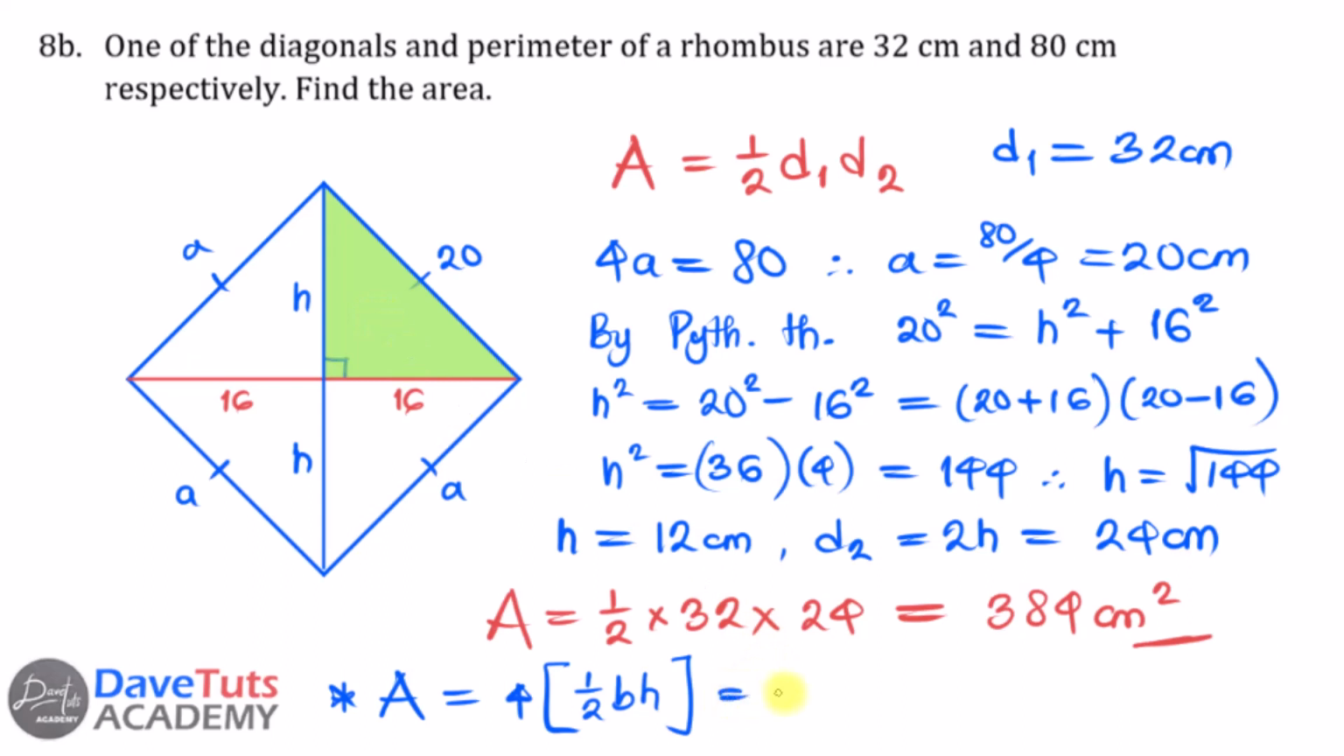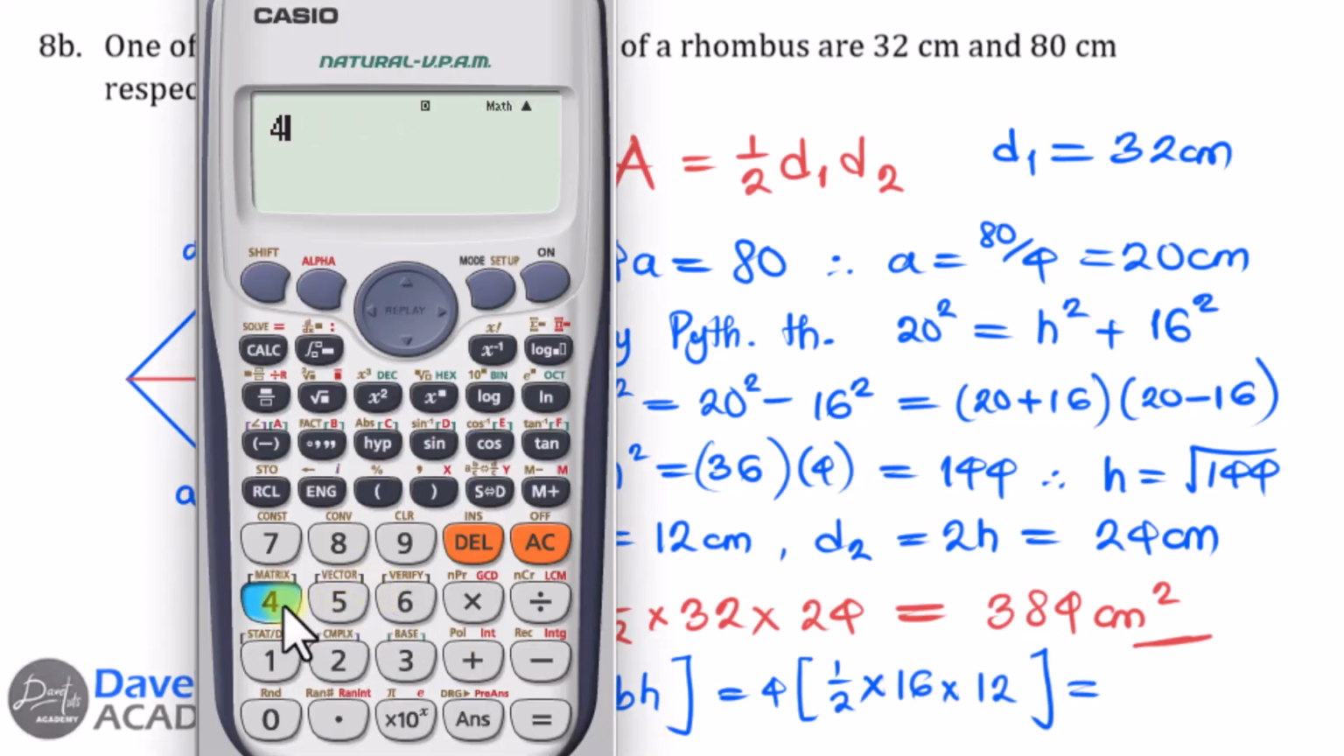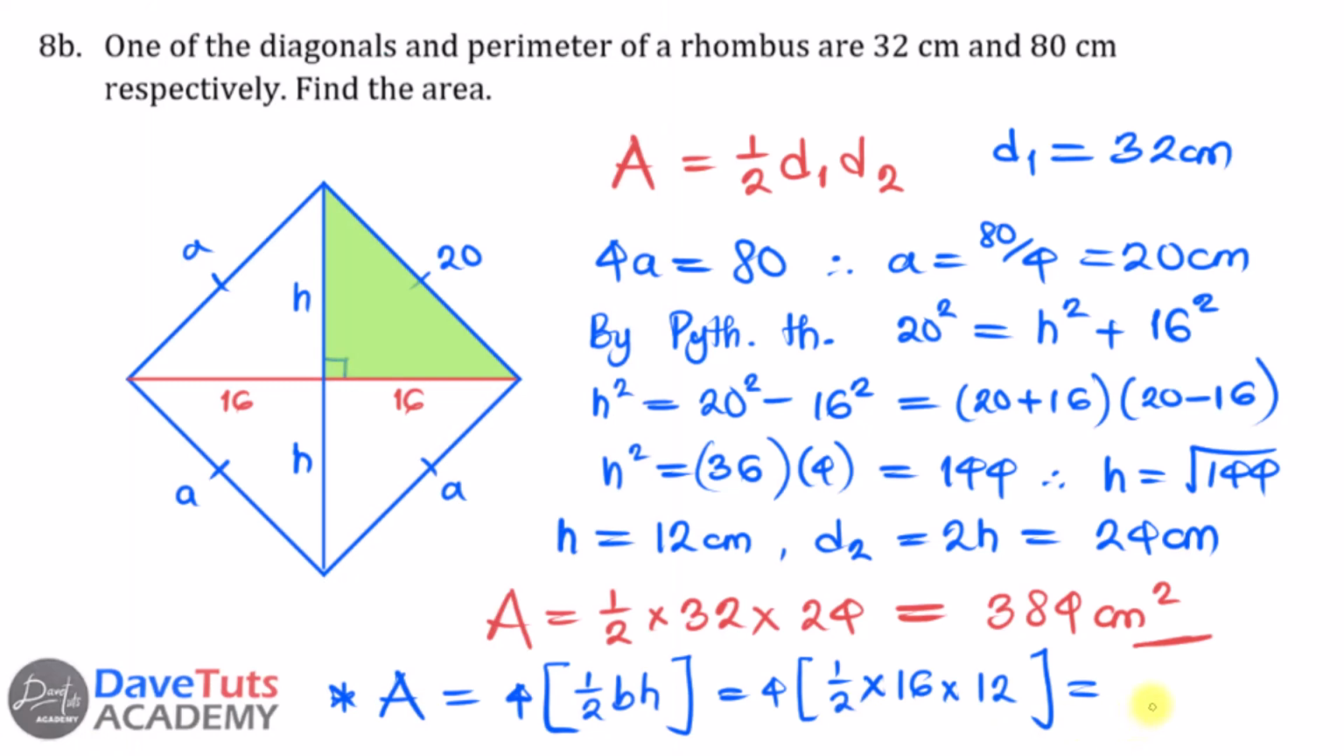So if we want to do that, we could have said it is 4 multiplied by 1 over 2 multiplied by, what is the base of this triangle? It is 16. What is the height? It is H, that we got as 12. To evaluate that from the calculator, this is 4 times 0.5 times 16 times 12. What's that going to give us? You can see that is also 384 centimeters squared, just as we have gotten initially. So whichever method you choose to use, just be consistent and you see that your answer is out and your work is done and dusted.